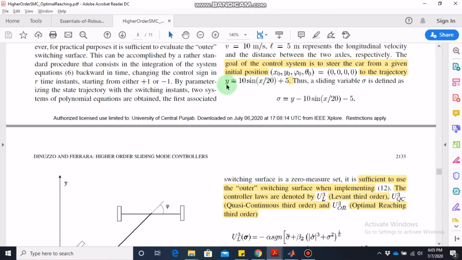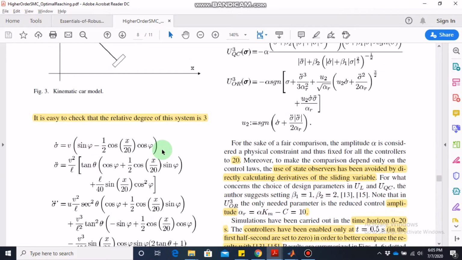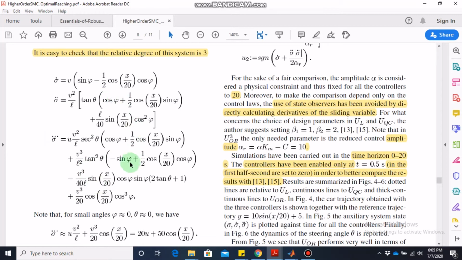The intuition of defining the sliding surface is the same for first order, second order, or any order sliding mode control. Here we have third order sliding mode control, but the intuition is that whenever the sliding surface is 0, your control objective is achieved. In this case, the control objective is to make y equal 10 times sine of x by 20 plus 5. This will make some trajectory on the xy plane. They have calculated the first derivative, the second derivative and even the third derivative of the sliding surface, although the third derivative is not going to be used in the definition of the control law.